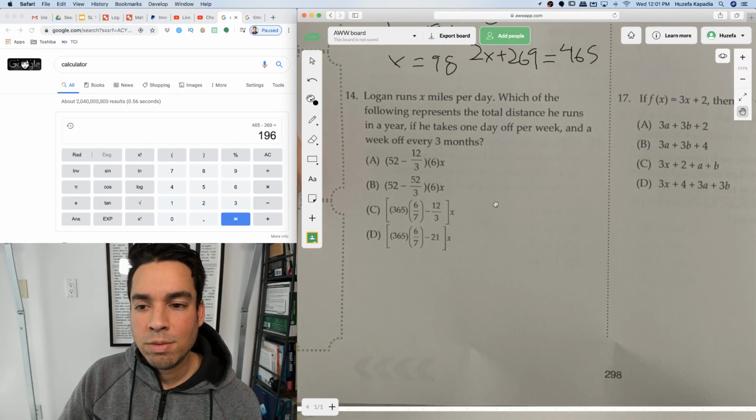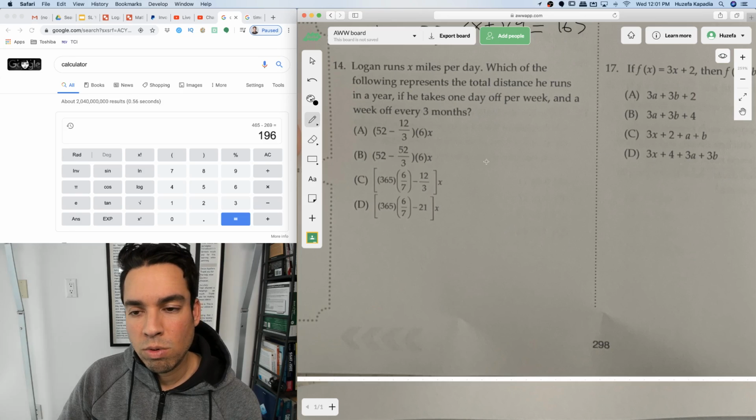14. Logan runs X miles per day. Which of the following represents the total distance he runs in a year, if he takes 1 day off per week and a week off every 3 months? Oh my God. All right.